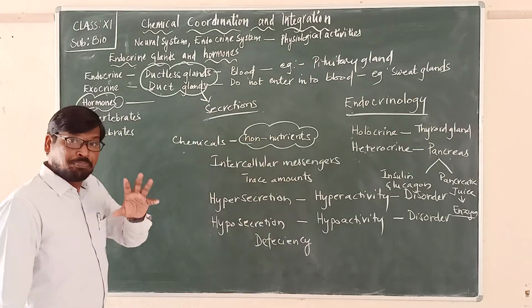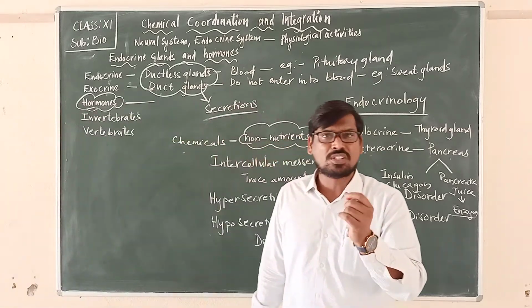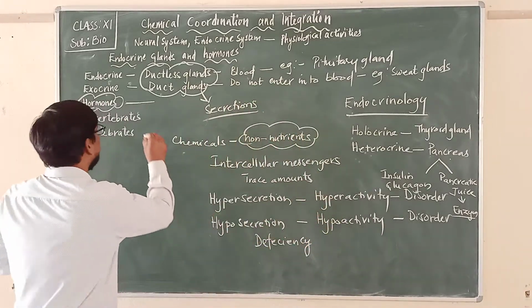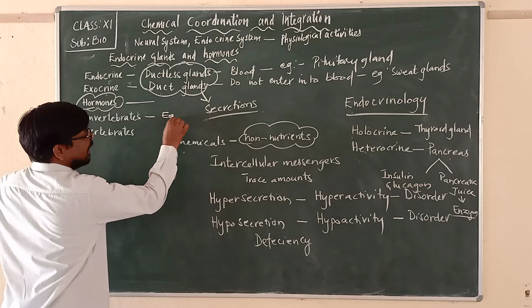Now another point is that these hormones are produced even in invertebrates. They are produced even in invertebrates, like for example, we can take the insects.